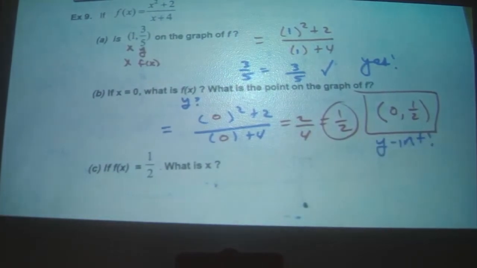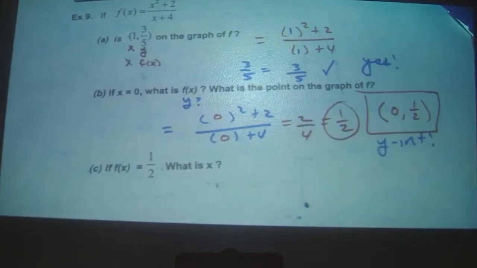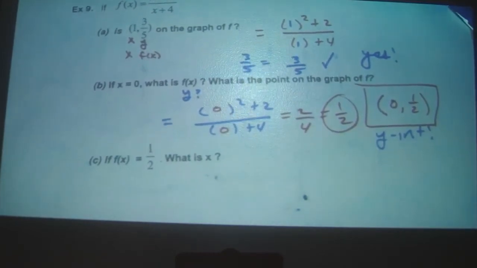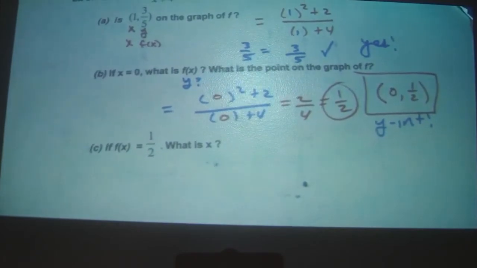That's where it touches or crosses the y-axis. Very good. When x is 0. All right. Next one says, if f of x is 1/2, what's x?